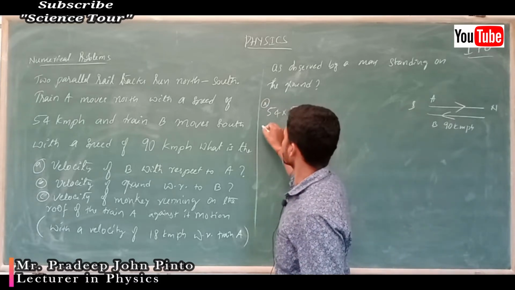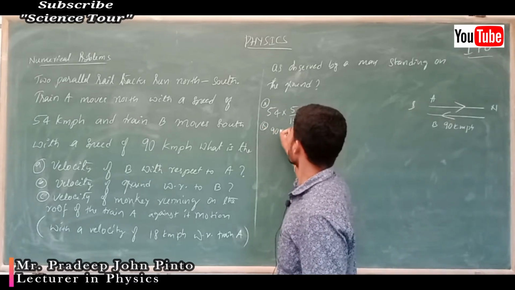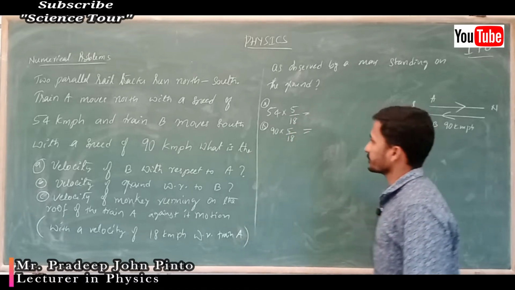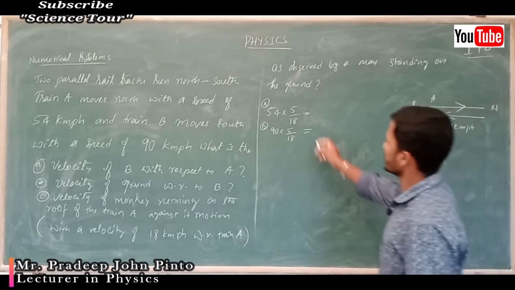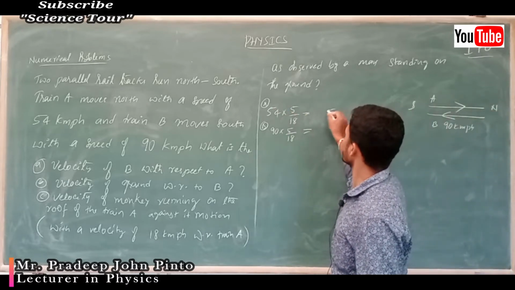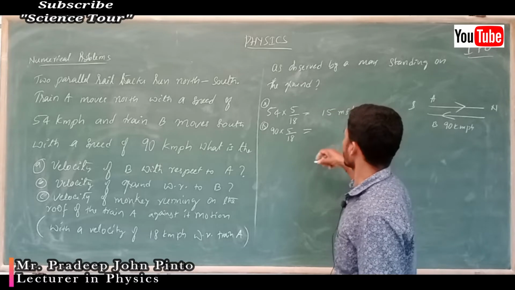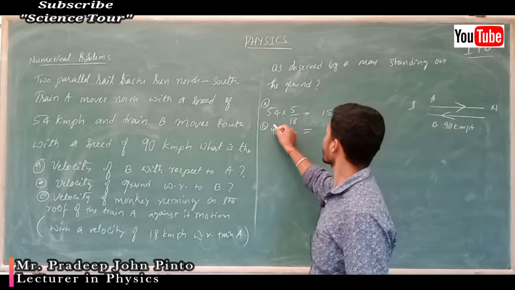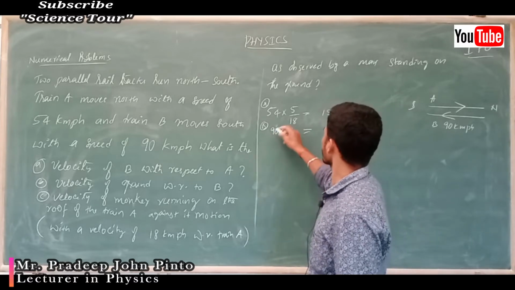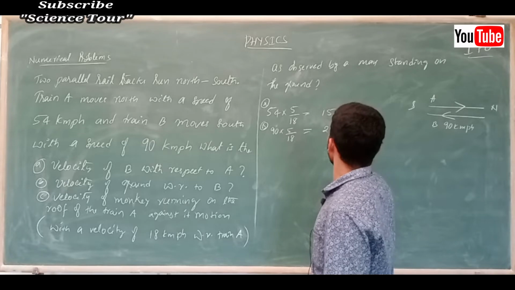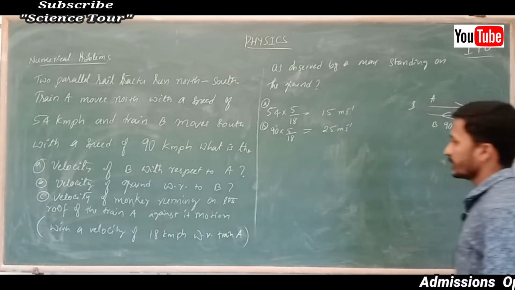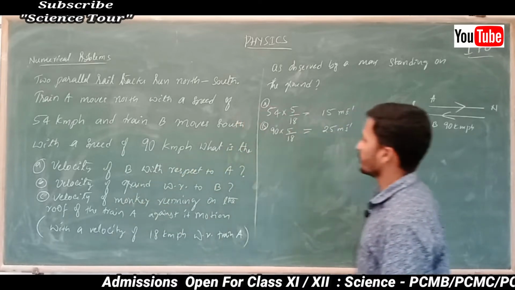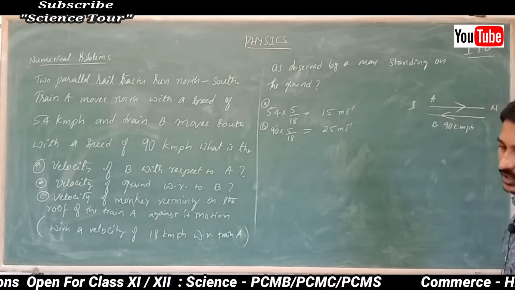For A it is 54, for B it is 90, so 90 into 5 by 18. Here it is 15 meter per second, and here it is 25 meter per second. Next, what we have to find out? What is the velocity of B with respect to A?